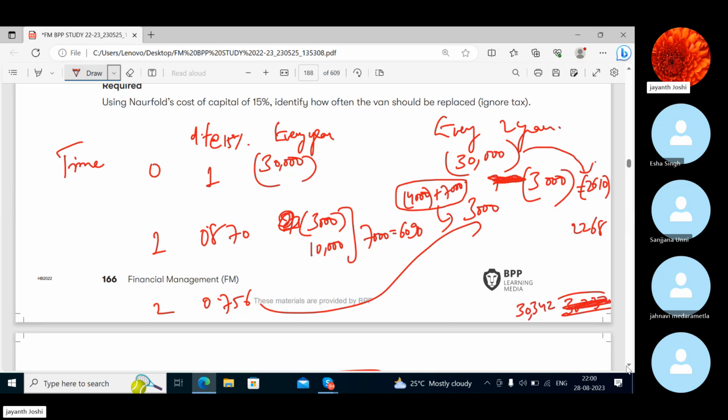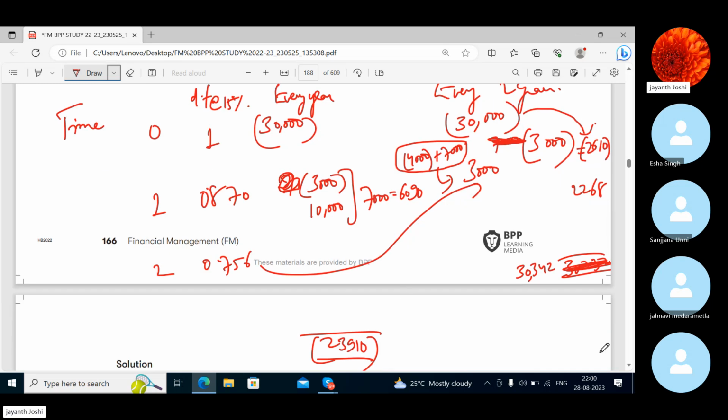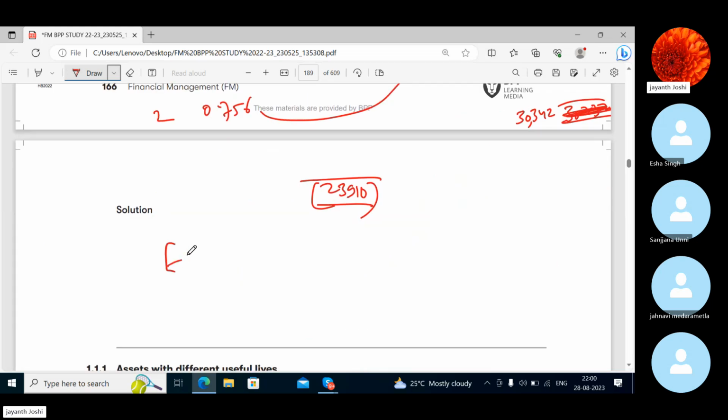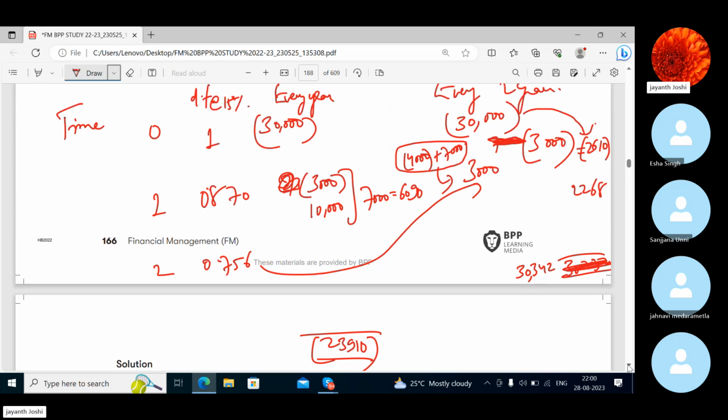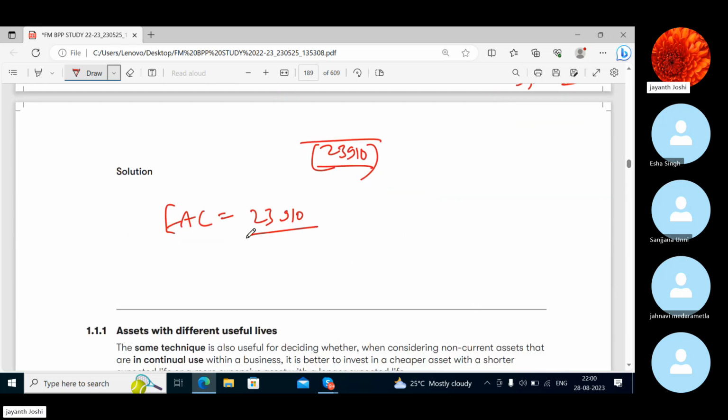Okay, and then we are going to do the present values. We have already done the present value. Now the equivalent annual cost for the first year: 23,910, right? Divided by, what was the factor for the first year? 0.870, correct?